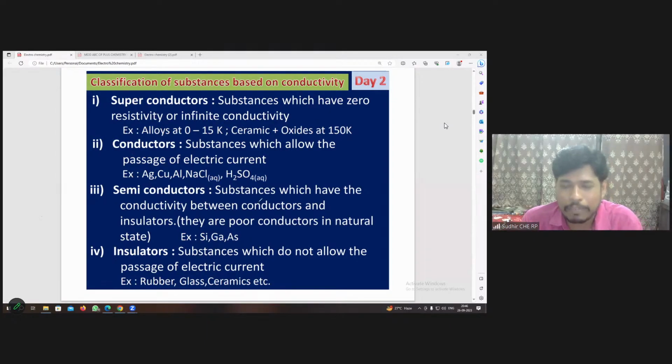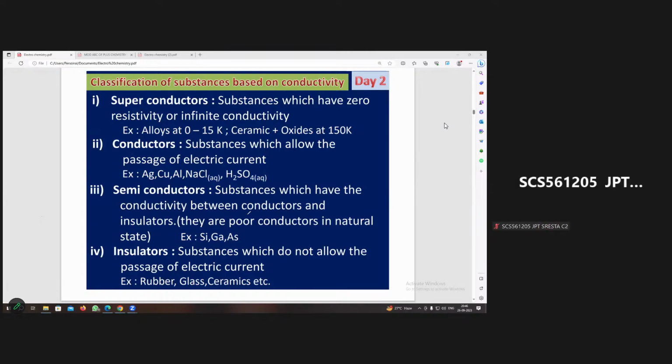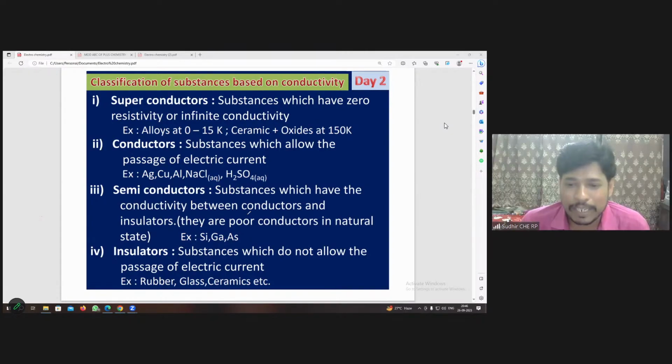So if you have any concerns regarding these superconductors, conductors, semiconductors or insulators, you can ask me the question now. If you don't have any queries, I have a question I will ask. Shall I ask? Anyhow, I will explain, but you try to guess and answer.